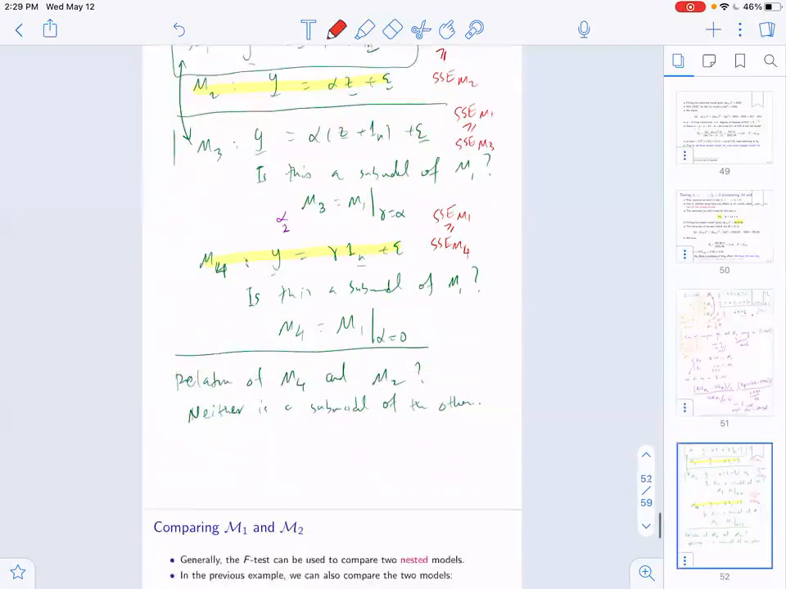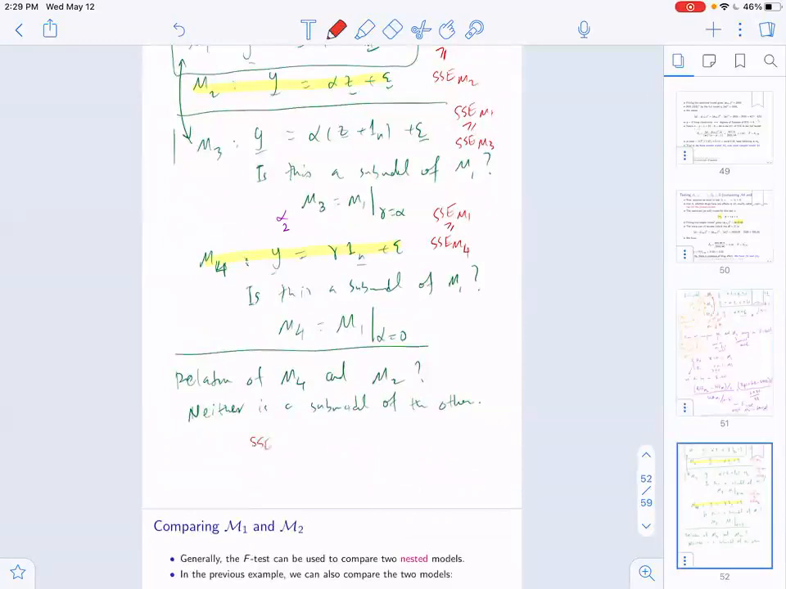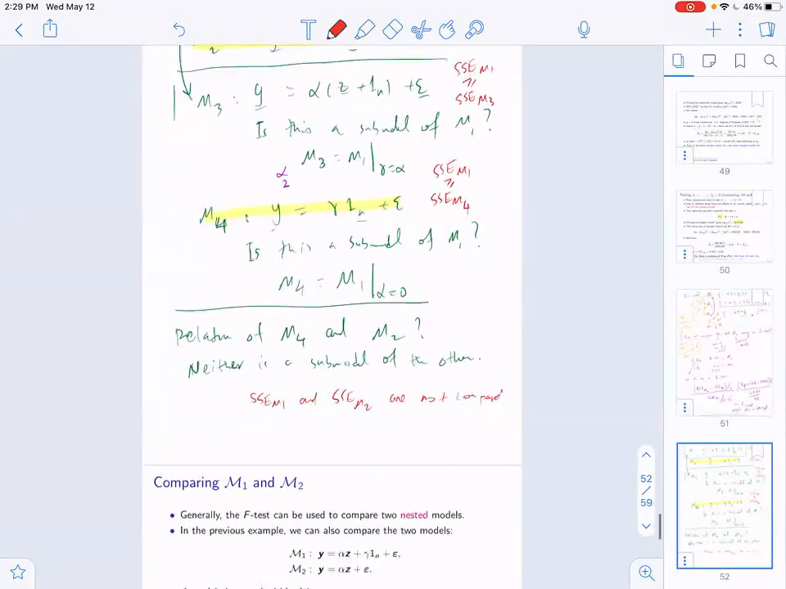But here we can't. So SSE of M1 and SSE of M2 are not comparable a priori. Without fitting them, I can't say for sure which one is smaller. And we can't do an F-test. We can't do an F-test comparing M1 and M2.